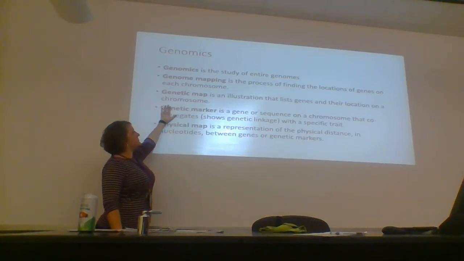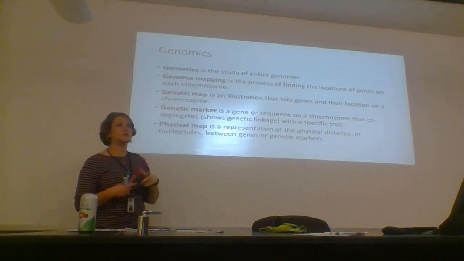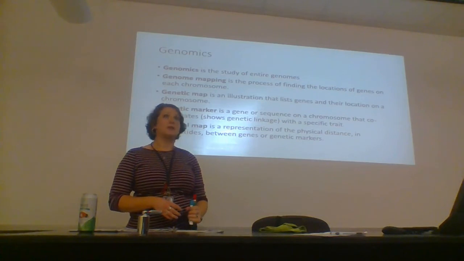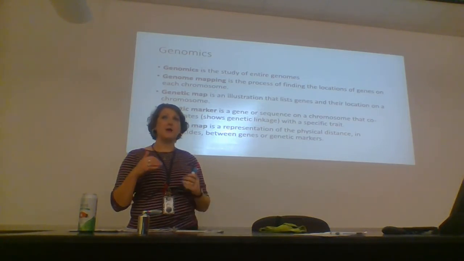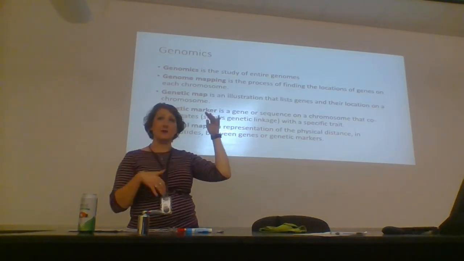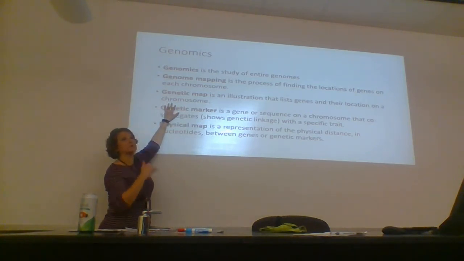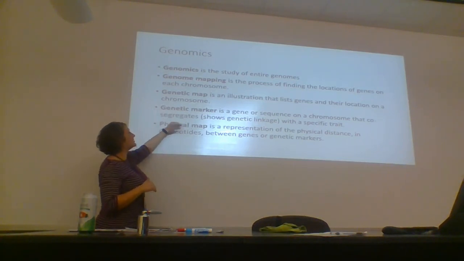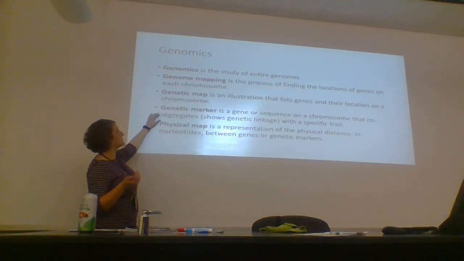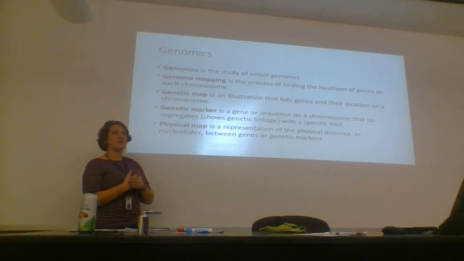A genetic map is an illustration that lists the genes and their locations on a chromosome. I think we saw that last week when we looked at linkage maps, about how those different genes are linked together and maybe on the same chromosome. So a linkage map gets us closer to this kind of genetic map, showing where each of those things are. Genetic markers. So this is a gene or a sequence on a chromosome that segregates or shows genetic linkage with a specific trait. So if we see a particular genetic marker, it's saying this particular gene usually follows it.